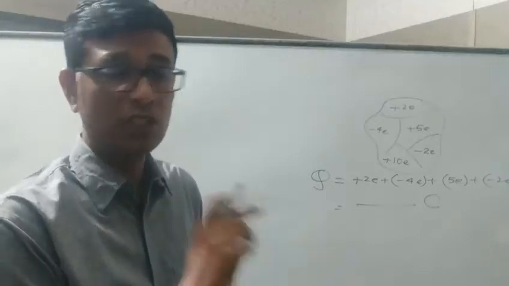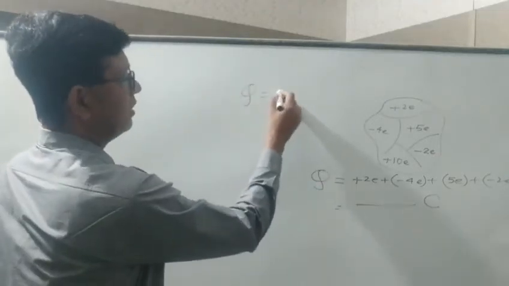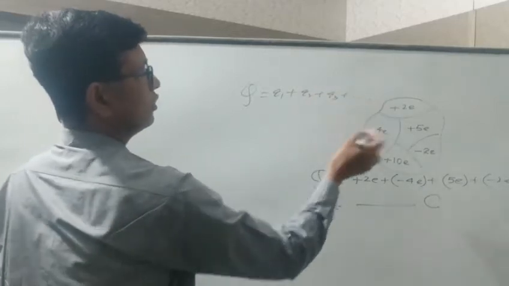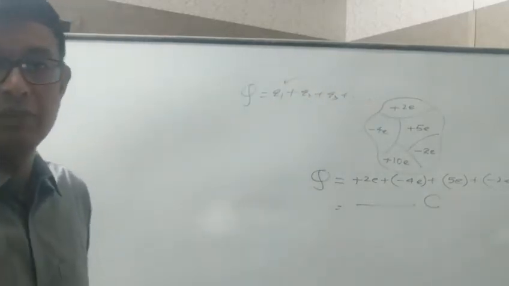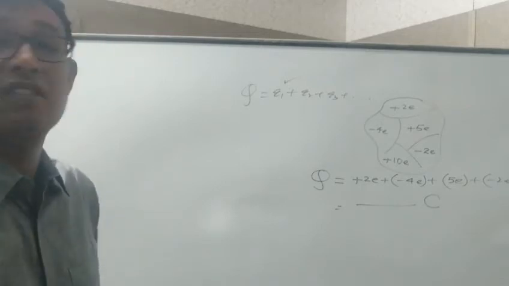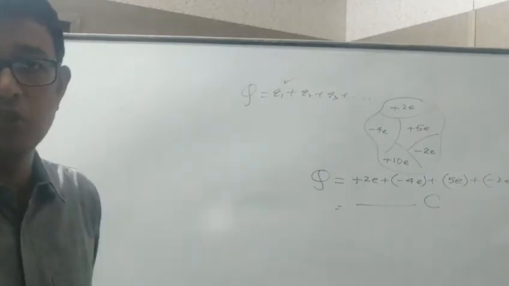Net charge on that particular body would be given by Q1 plus Q2 plus Q3 and so on. This is the algebraic sum. Charge is a scalar quantity. This also we'll discuss later on. So charge is a scalar quantity. So this is again a very, very important property, right?